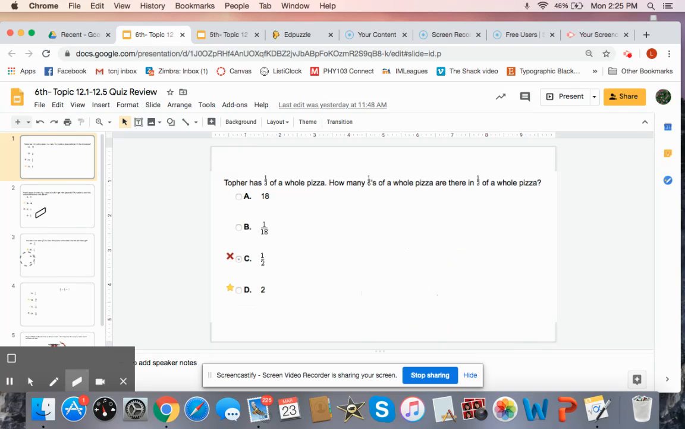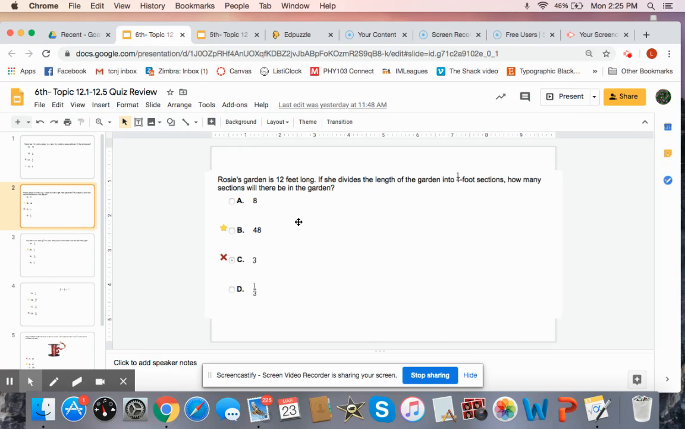All right, so let's look at the next problem. Rosie's garden is 12 feet long. If she divides the length of the garden into 1/4 foot sections, how many sections will there be? So again, what are we starting with? Well, we're starting with a 12-foot garden. So 12 is what we're starting with. That comes first in our equation. We're dividing it into 1/4.